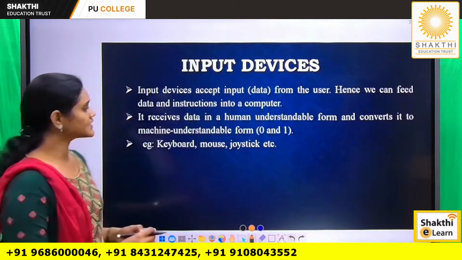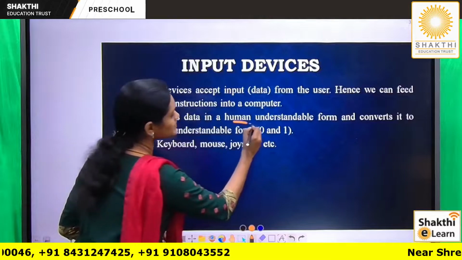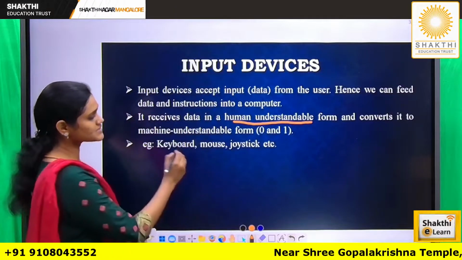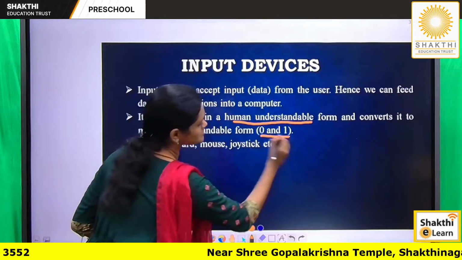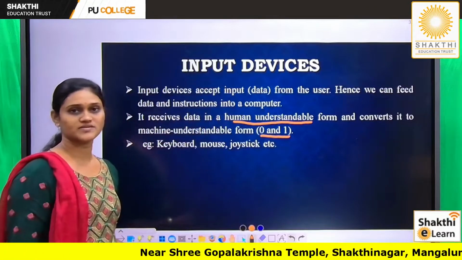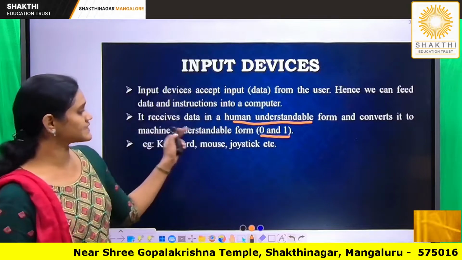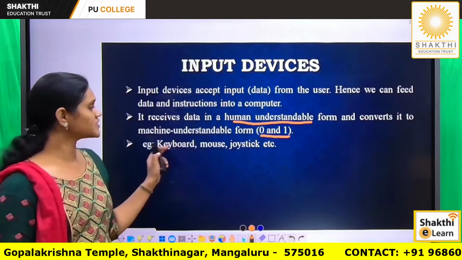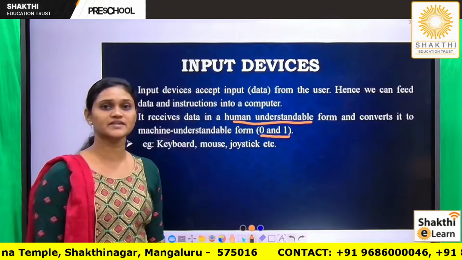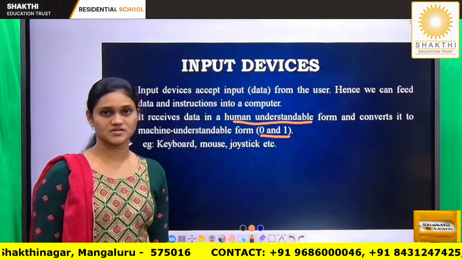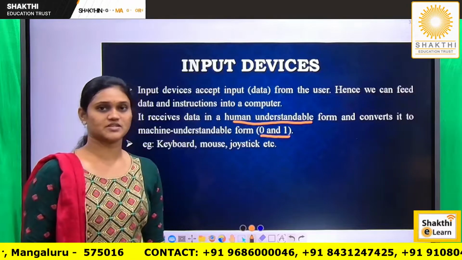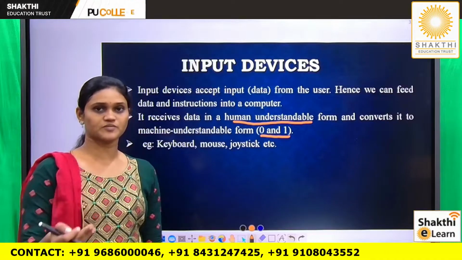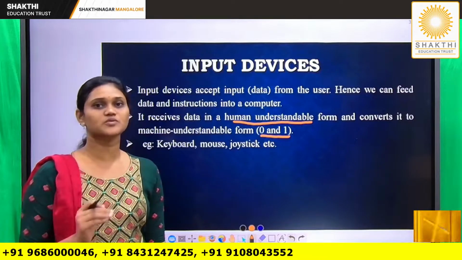Initially, the data will be in human readable or human understandable form. Later, it is converted into binary digits, that is zeros and ones. So initially data is in human readable form and it is converted into machine understandable form, that is binary digits, zeros and ones. Now why do we need an input device? In order to get this data from the user and give it to the system. That's why we use an input device.